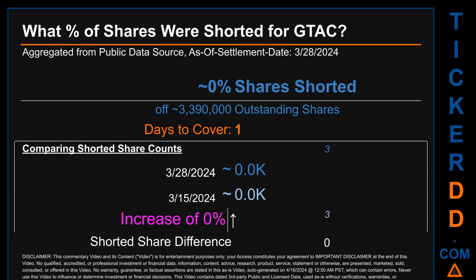When I compare the current 2-week period data snapshot against the previous period, ending in settlement date, March 15, 2024, I find that the current snapshot had roughly 0,000 more shares shorted. This means that, compared to the previous snapshot, the current snapshot has an increase of 0% of shorted shares.